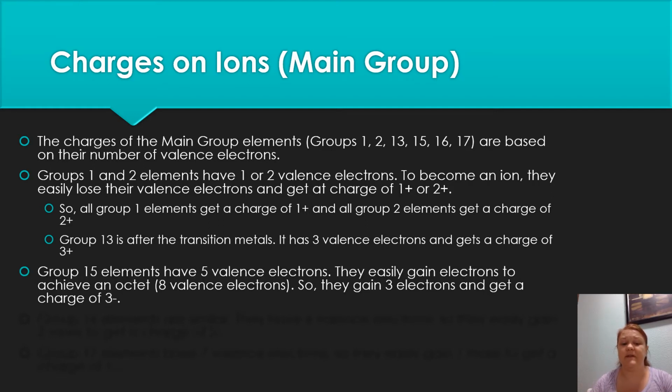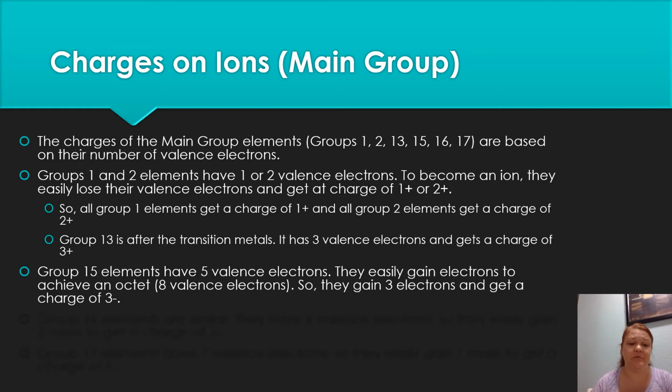Next, group 15. So we skip group 14 because it's the one that starts with carbon. It doesn't really have much of a pattern that occurs there, so we're going to skip that one. Group 15 has 5 valence electrons, and instead of losing those, it's going to easily gain 3 more to get to 8. It wants to achieve that octet of 8 valence electrons. So they gain 3 electrons and get a charge of 3 minus.